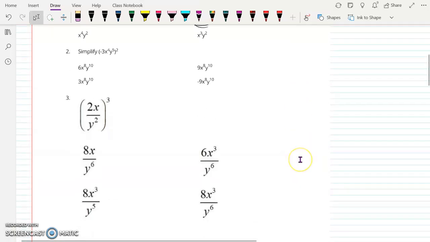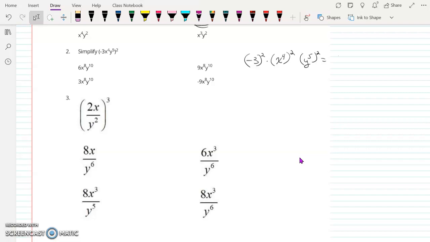All right, let's move on down to number 2. So number 2 is parentheses -3, x to the fourth, y to the fifth, all raised to the second power. So that means that the -3 is getting raised to the second power. The x to the fourth is getting raised to the second power, and the y to the fifth is getting raised to the second power. And of course, our rule is to multiply the exponents.